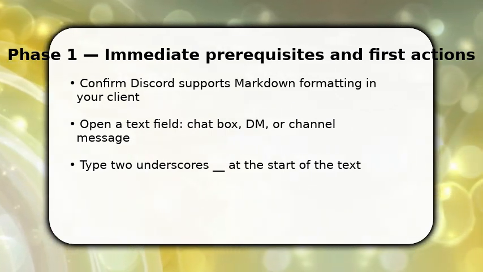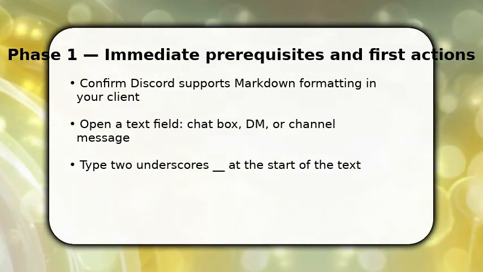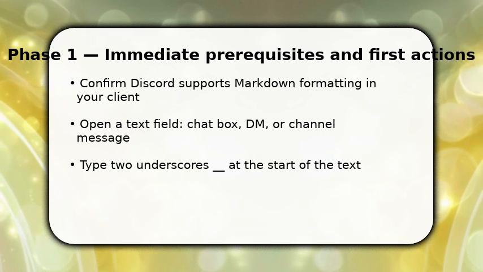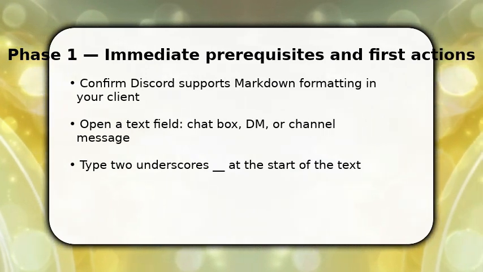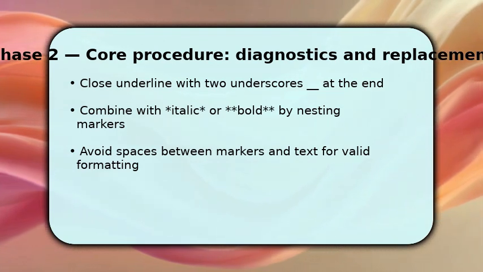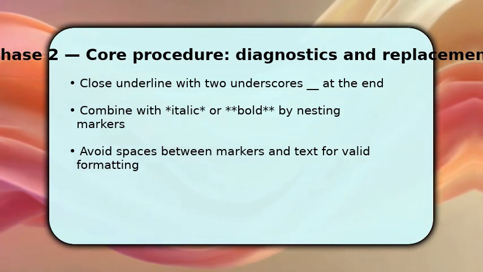Make sure to avoid adding other formatting markers yet, because Discord processes combinations differently. So begin here, and we will layer other styles in the next step. Next, close the underline by typing 2 underscores at the end of the selection. You must place them directly after the last character.